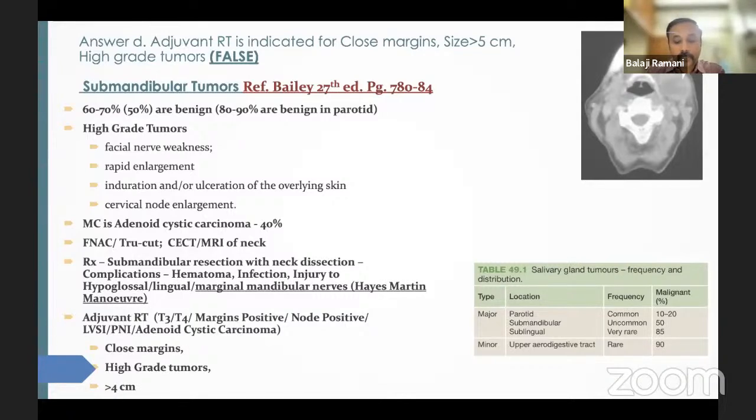But if you take up minor or submandibular or you take up your sublingual, then the most common is going to be adenoid cystic carcinoma. Okay, so that is why in your submandibular, it is going to be your adenoid cystic carcinoma, which is the most common malignancy. And for this, the management is again going to be similar. You do an FNAC. Suppose you have got this tumor like what we have gotten here. So you will do an FNAC. This will be a swelling which will be quite apparent from outside.